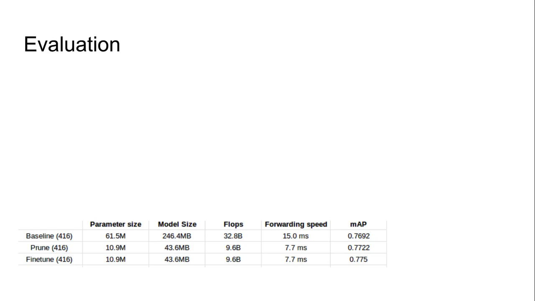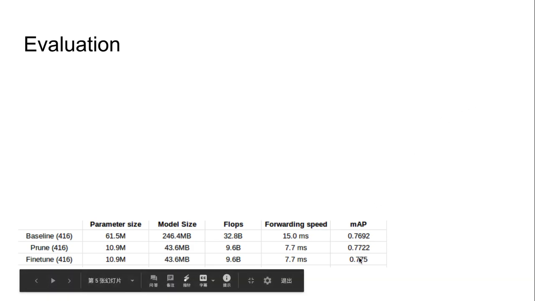Also, look at the pruning result. You can see the average accuracy is almost the same, but the size of the model reduced a lot. So it's a good try.